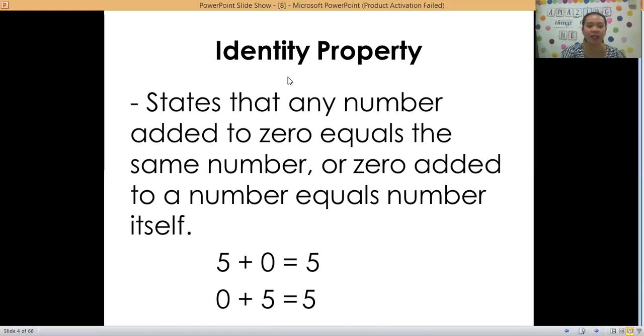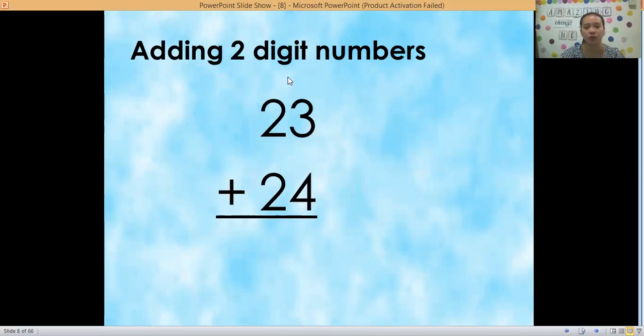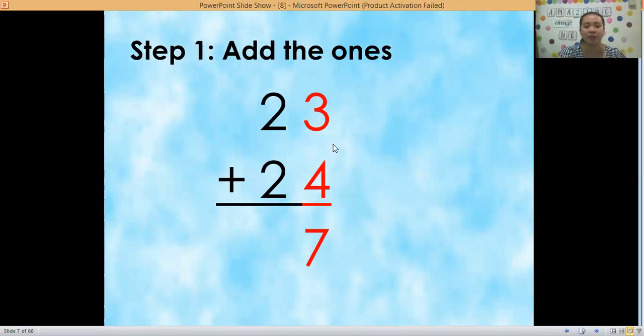Okay, now let's go to our addition. Adding two to three digit numbers without regrouping. So no carry. Okay, the easy one. 23 plus 24. Step 1, add the ones. 3 plus 4 equals 7. Step number 2, add the tens. 2 plus 2 equals 4.